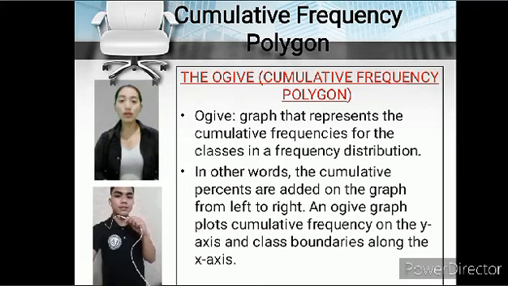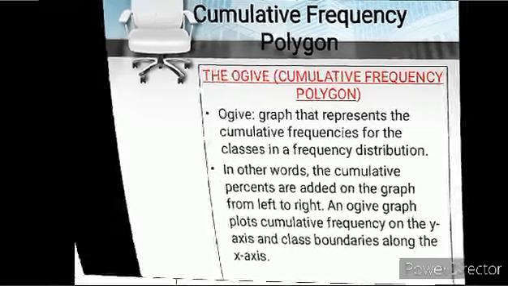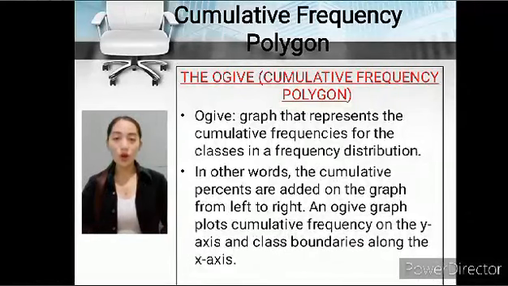And today we're going to discuss about cumulative frequency polygon. The ogive, or sometimes called as the cumulative frequency polygon. So what is ogive? It is a graph that represents the cumulative frequencies for the classes in a frequency distribution. In other words, the cumulative percents are added on the graph from left to right.